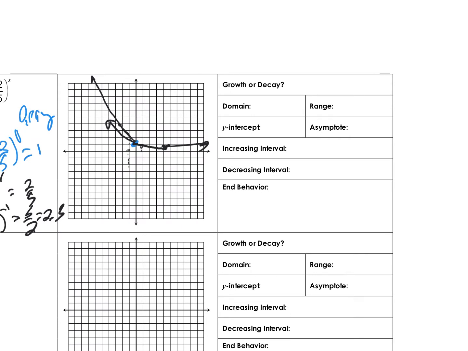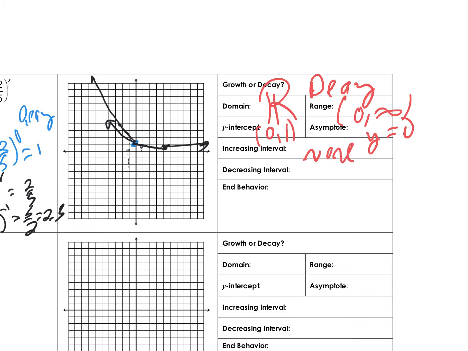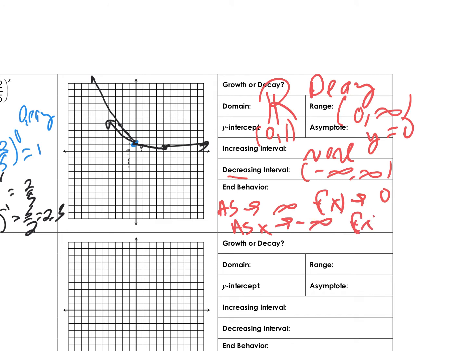Boring answers. These are all the same answers we just had the last couple of problems. It's a decay. Its domain is still all real numbers. Its range is 0 to infinity. Its y-intercept is 0, 1. Its asymptote is y is 0. It's not increasing, but it is decreasing from negative infinity to infinity. As x goes to infinity, f of x goes to 0. As x goes to negative infinity, y goes to infinity.